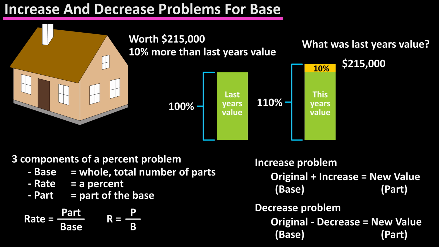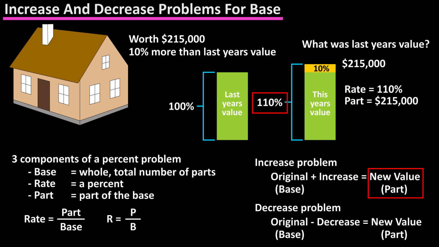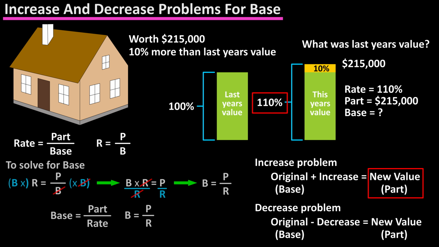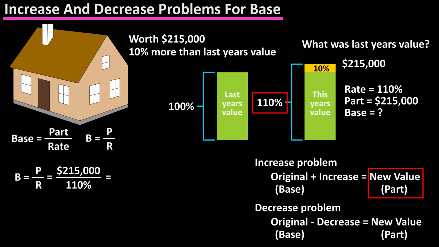Now back to our example, where we know the rate is 110%, and we know that $215,000 is the part because it's the new value of the home. So we need to solve for the base in our percent formula. We can modify the formula as I've done on the screen to solve for the base. So we have the base equals the part divided by the rate, $215,000 divided by 110%. We need to convert the percent to a decimal by dropping the percent sign and moving the decimal point 2 places to the left to get 1.1.